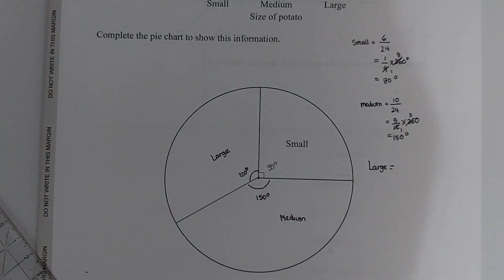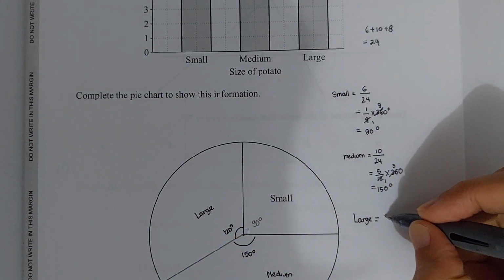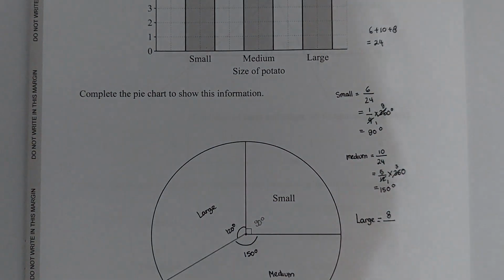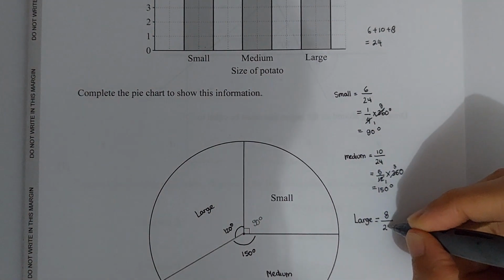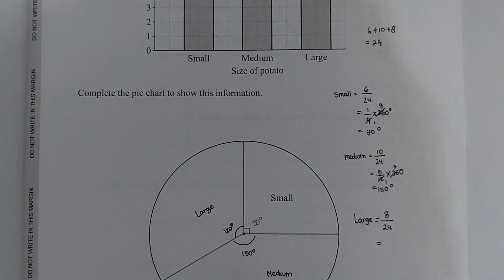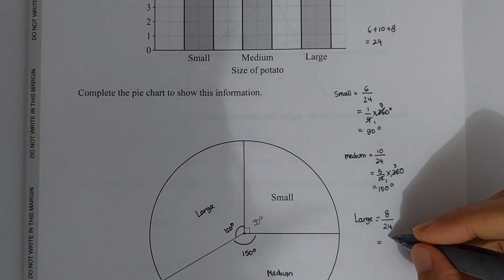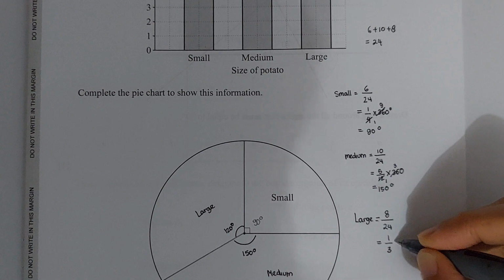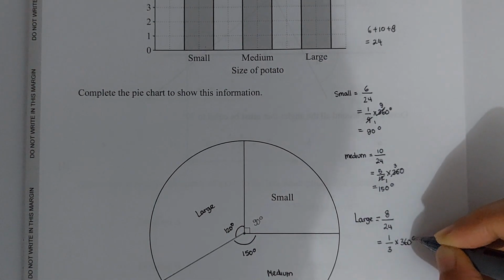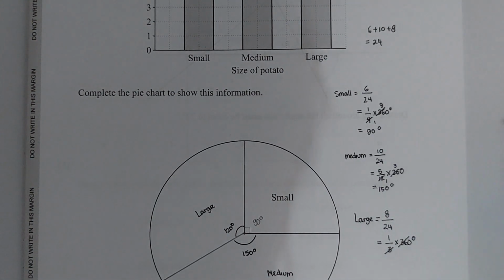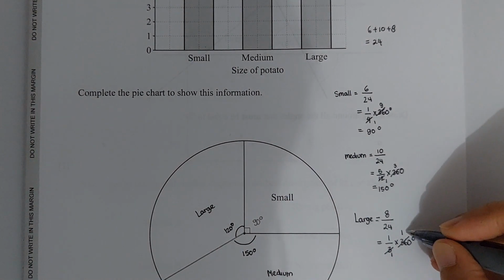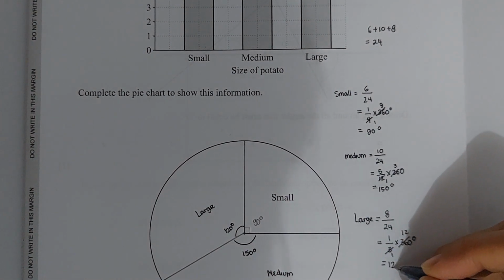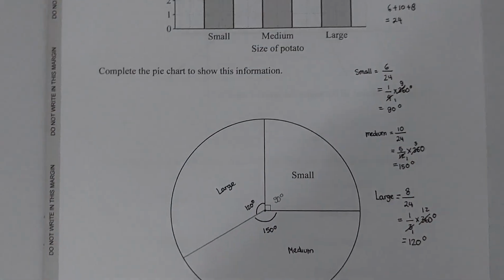How many large potatoes are available in the population of potatoes right now? It will be this one, 8, right? So I will write 8. And the total potatoes that we have is 24. We can simplify this one. Both of them can be divided by 8. So this one will be 1/3. And then you multiply it by 360 degrees. And when you divide both of them by 3, this one is 1, this one is 12. So the result will be 120 degrees. Okay? So there you are.